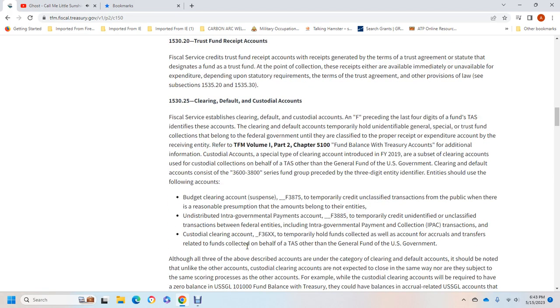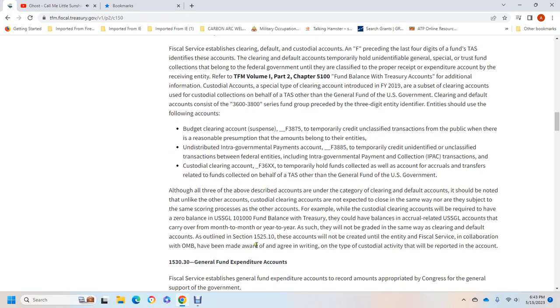Budget clearing account with suspense F3875 with a temporary credit under the classified transaction and injection of the public where the reasonable presumption of the amounts belong with the entities. Undistributed interest with the governmental payment account with a F3885 with a temporary credit unidentified with unclassified transaction between federal agencies, including intergovernmental payment and collection transactions, and custodial clearing accounts F36XX, temporary holding funds and collected as well with accounts accrual with the transfer of the related funds for the collected on behalf of the Treasury operation symbols other than the general fund of the U.S. government.